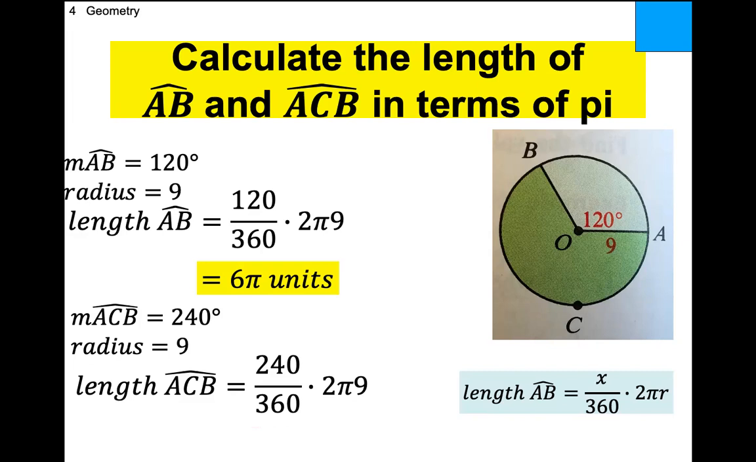Anything cancel? The 3 and the 9, and then the 2's. 2's don't cancel, they're next to each other. So just multiply. 12 over 1. This is 12 pi. It's just 12 pi. Very good. If you want to grab your calculators and confirm that, you can.